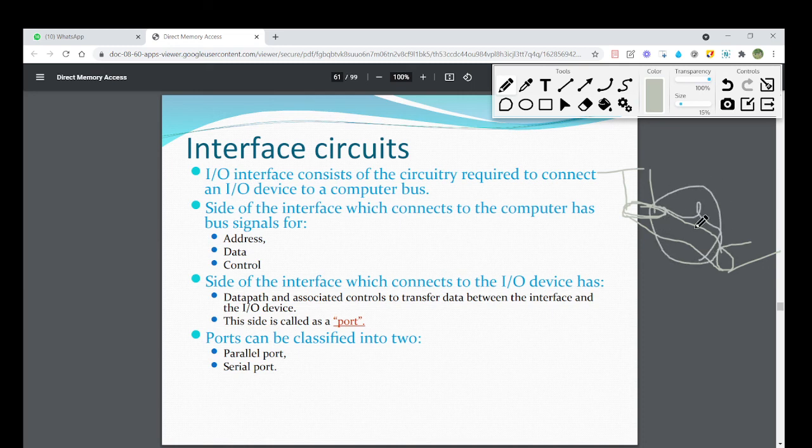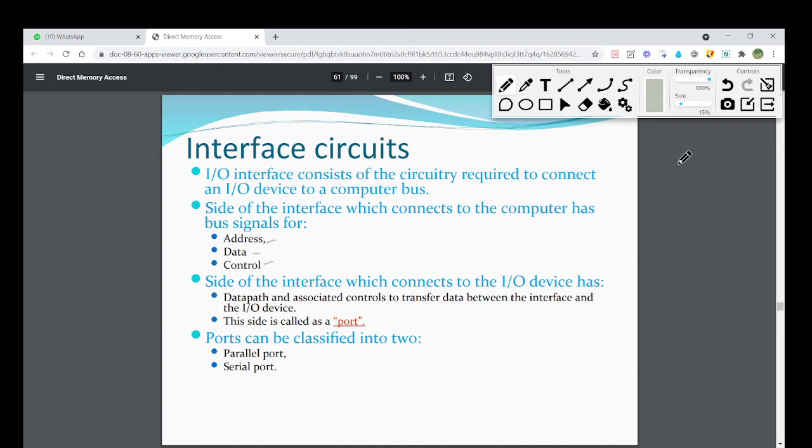So this water tap can be connected to this pipe only if we have that type of interface component in between. In the same way, while connecting the I/O device with the computer, we may require that, and that is taken care of by these interface circuits. So the I/O interface consists of the circuitry required to connect the I/O device to the computer bus. The side of the interface which connects to the computer has bus signals for address, data and control.